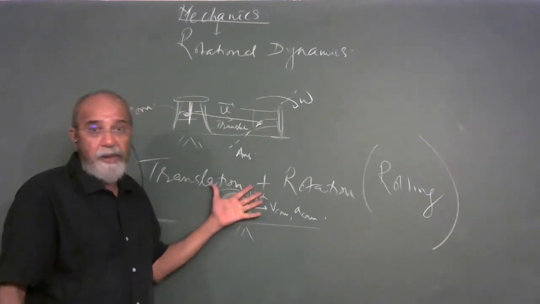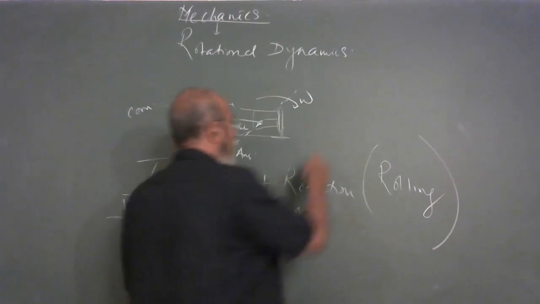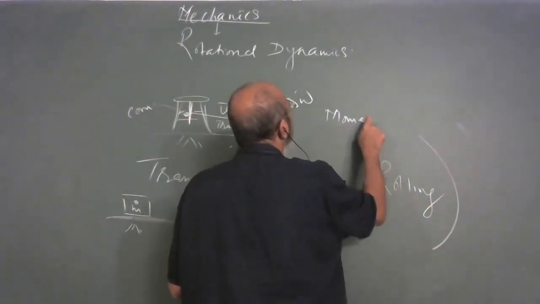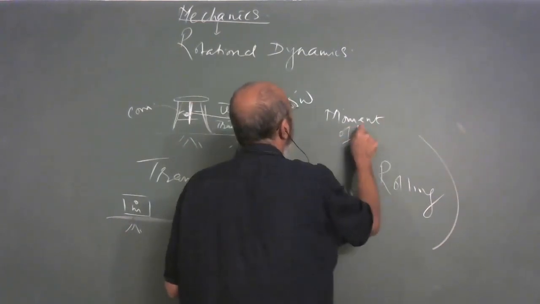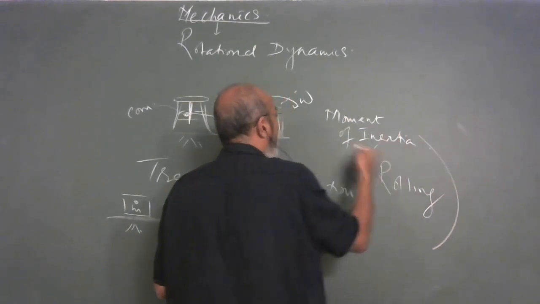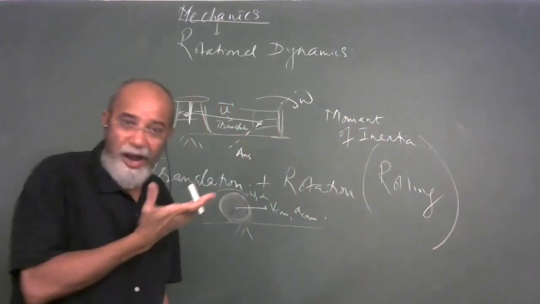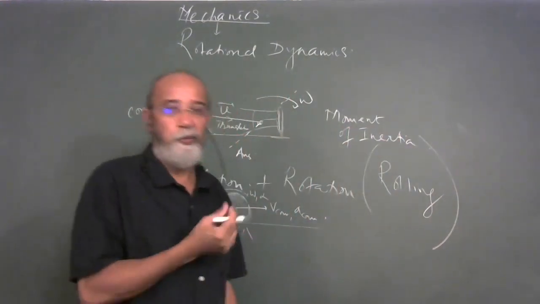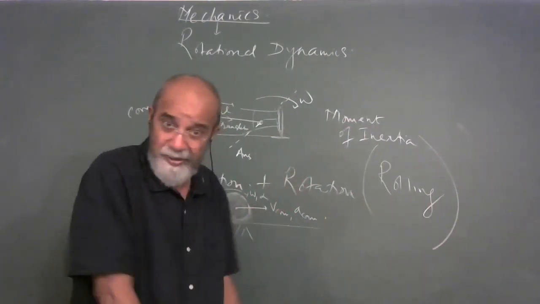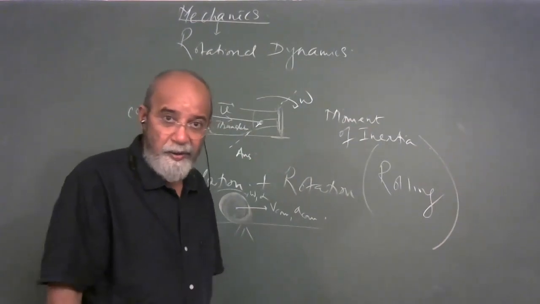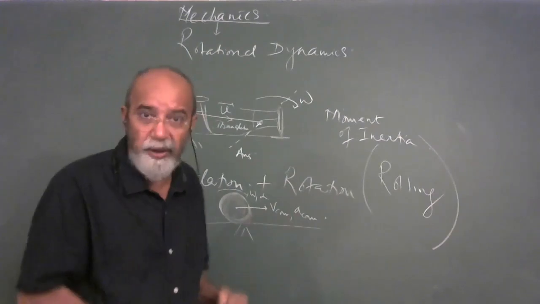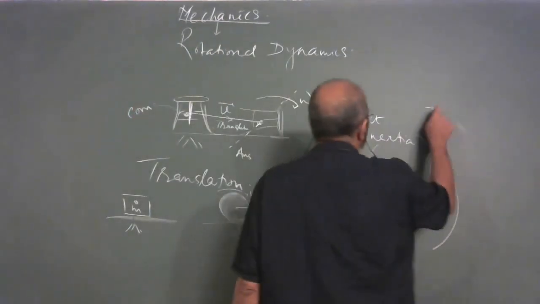Spread of mass, moment of inertia. What a name. Our forefathers gave this name. I mean, it's weird. Moment of inertia. I don't know what it means. It's meaningless. They couldn't find a proper word. Symbol.